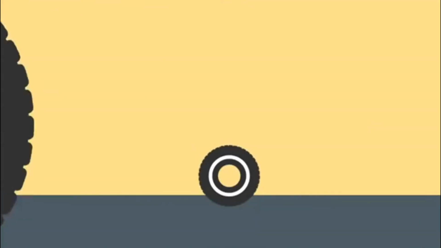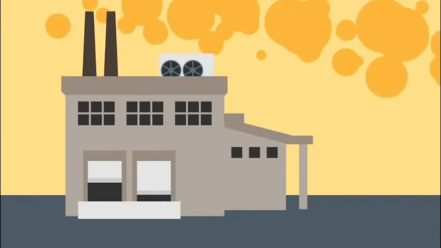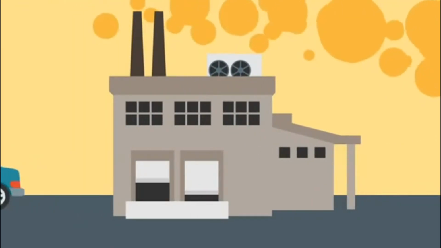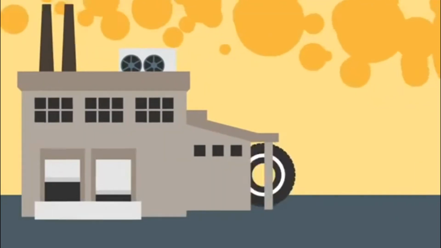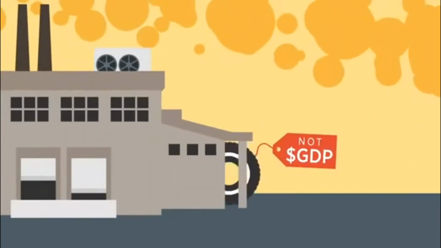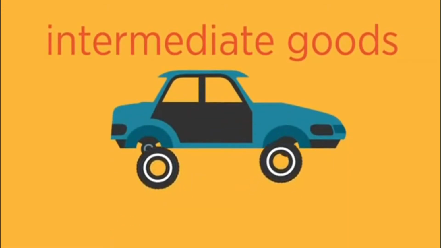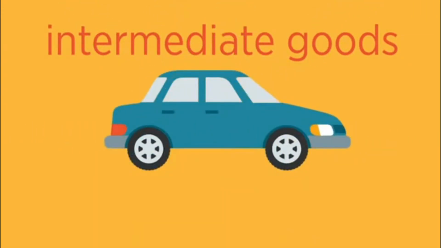Let's look at it this way. Tires are sold to a company that produces automobiles. Those tires installed on a new car are not counted in GDP. Why? Because the tires are not a final good. The tires are an intermediate good, a good used in the production of final goods and services.